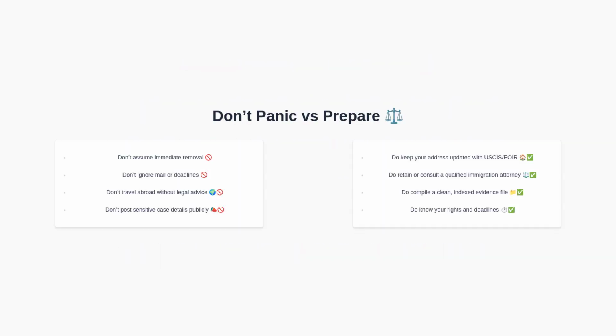On the left, we have counterproductive responses such as assuming immediate removal, ignoring official mail, undertaking international travel without guidance, or publicizing sensitive case details. On the right, we highlight practical steps. Maintain updated addresses with relevant agencies, secure legal representation, organize a comprehensive evidence file, and track deadlines alongside understanding your rights. With mindset aligned, let's move into a concrete, step-by-step action plan.